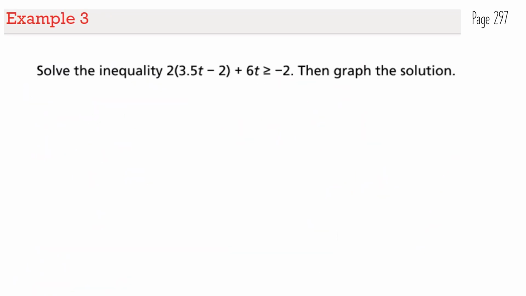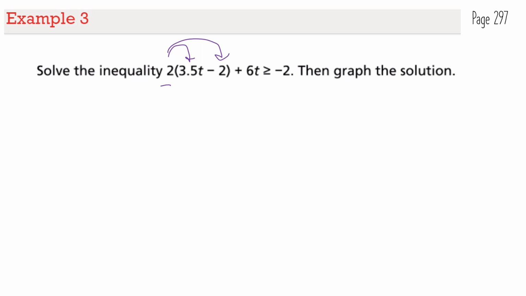So this is example 3 on page 297. Solve the inequality. 2 parentheses, 3.5t minus 2, close parentheses, plus 6t is greater than or equal to negative 2. Now, that might look really complicated, but you all totally have the skills to be able to solve this, as long as you just take it step by step and remember the rules in our solving equations. So let's start this one with the distributive property.